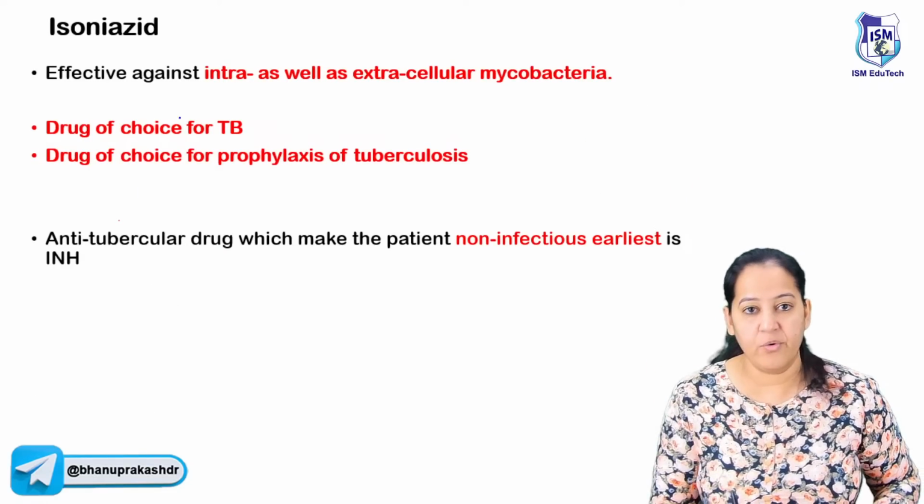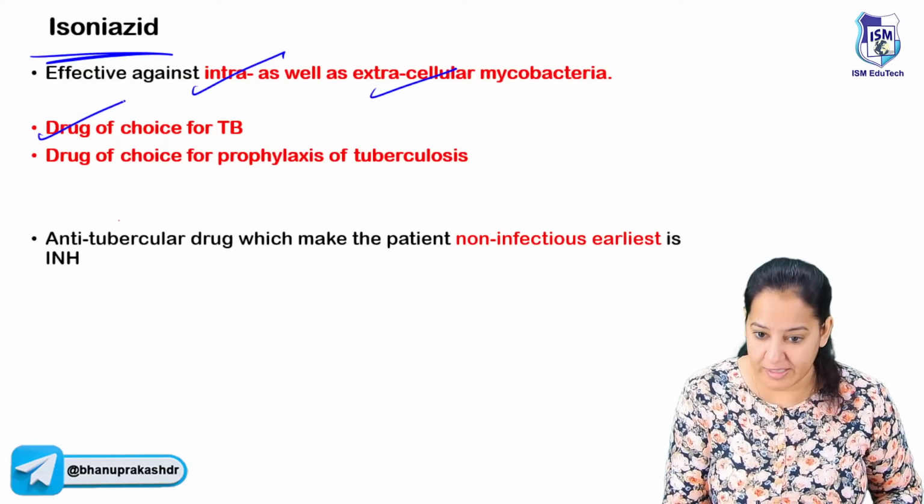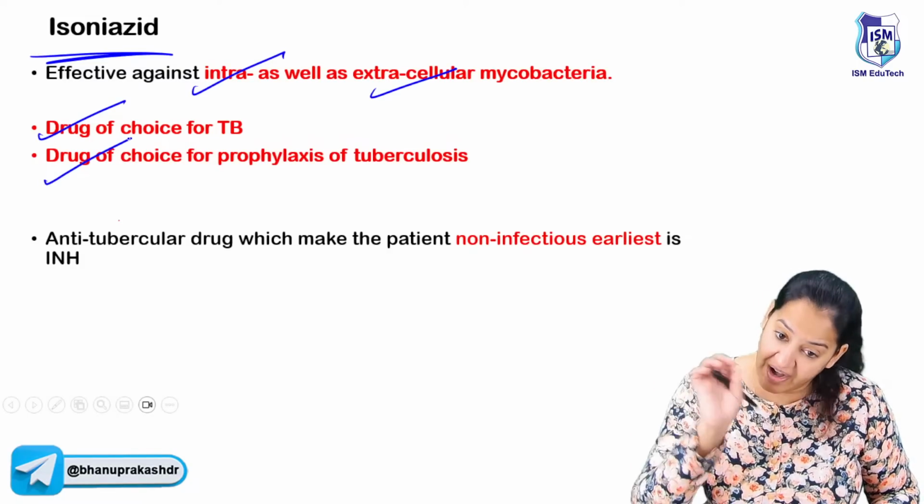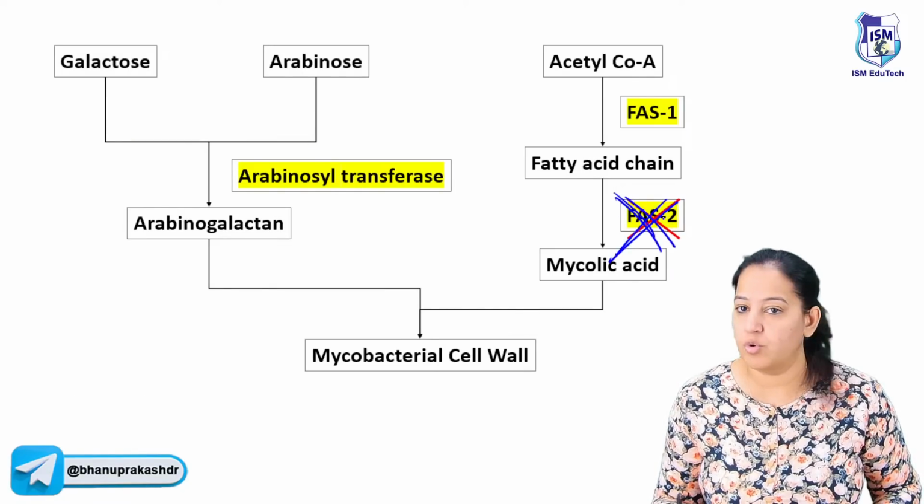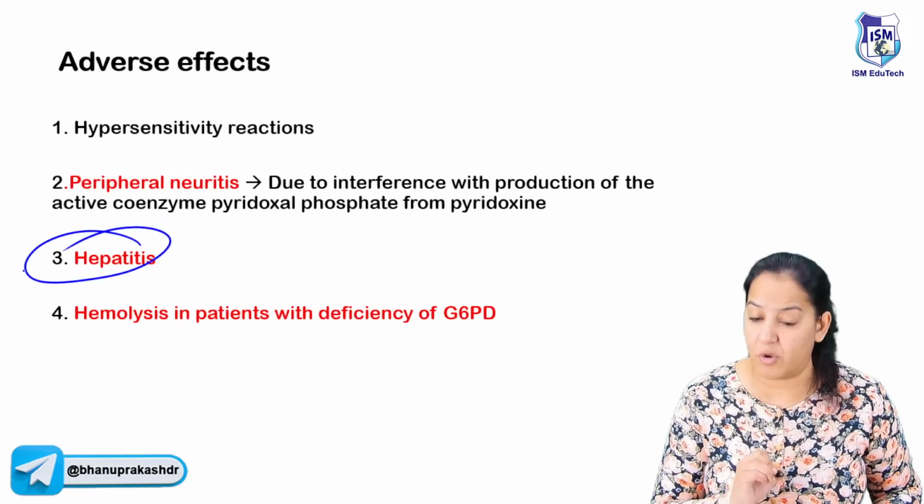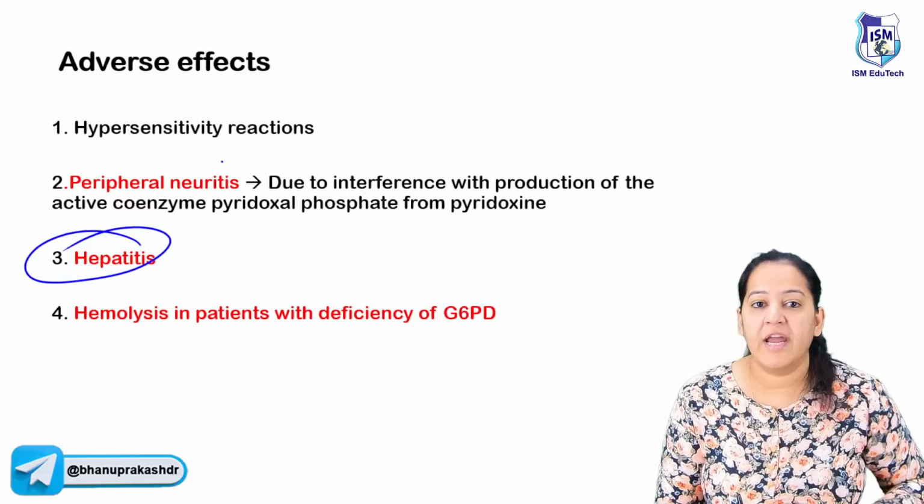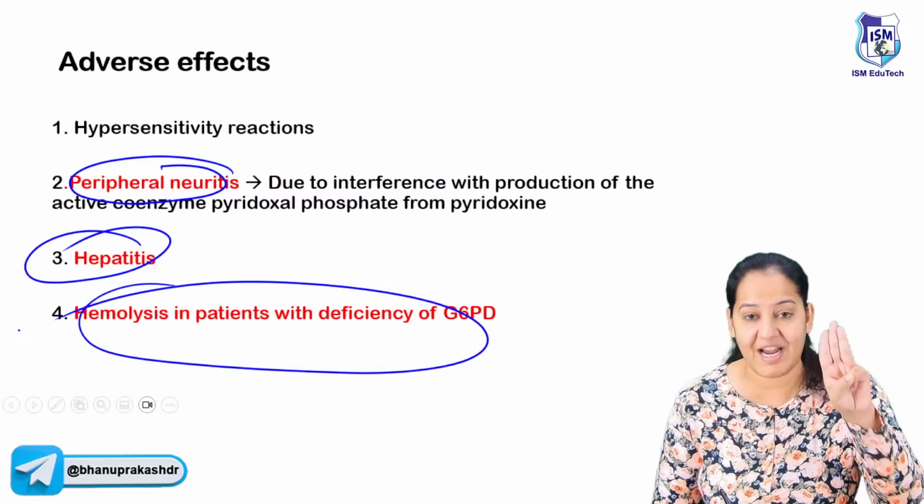So quickly have a review. So isoniazid, it kills both intra and extra. It is the drug of choice for TB. It is the drug of choice for prophylaxis of TB. And you know the mechanism of action. It inhibits FAS2. No FAS2, no cell wall, the bacteria will be dead. Adverse effect, you know one of the adverse effects, it causes hepatitis. Learn 2 more. It causes peripheral neuritis and hemolysis in G6PD deficiency. So learn 3 side effects of H.